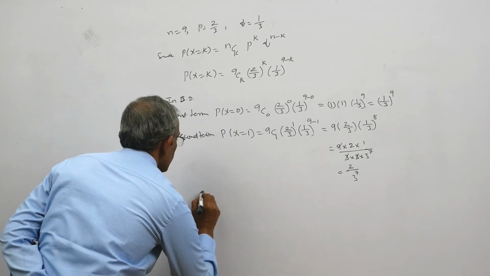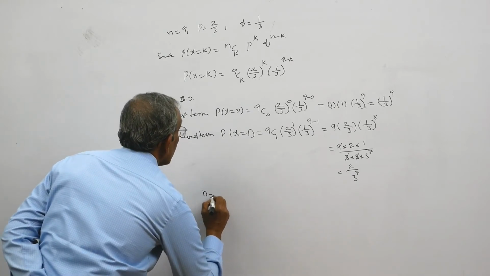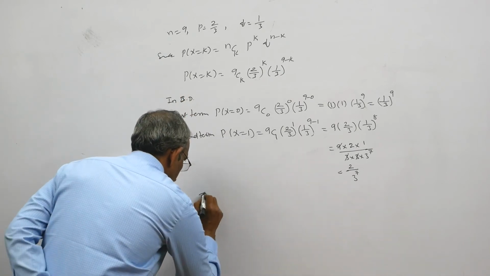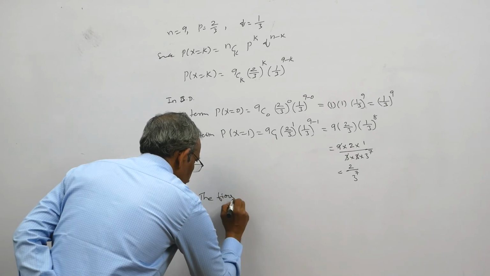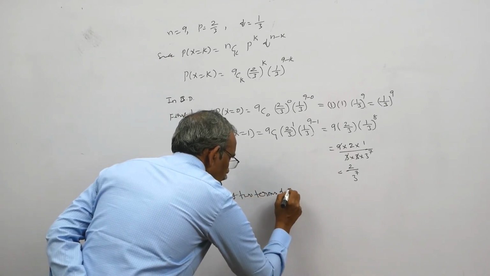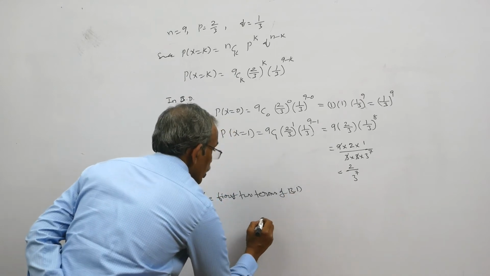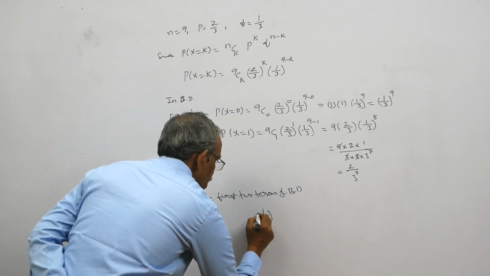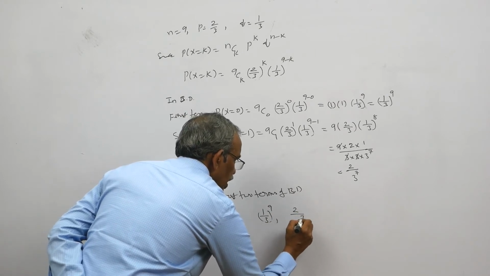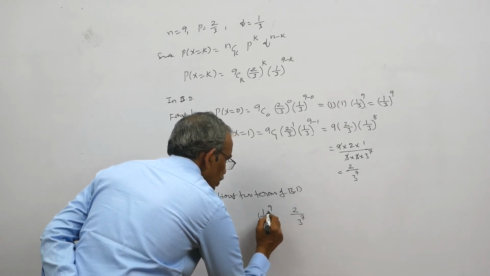Therefore, the first two terms of binomial distribution are 1 by 3 whole to the power of 9 and 2 by 3 to the power of 7.